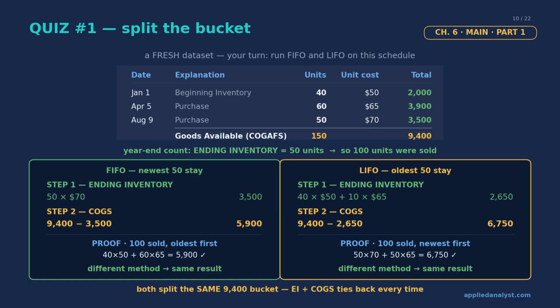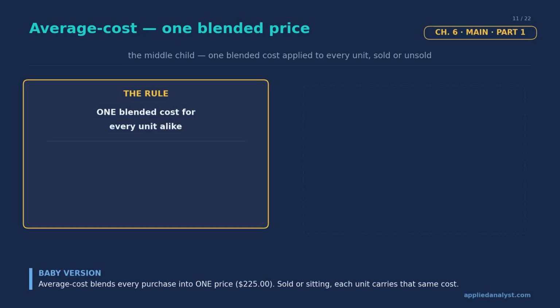Now, we've done the 2 extremes. So what sits in between? Meet the middle child. Average cost is the middle child. Instead of arguing about oldest or newest, it blends everything into one price.